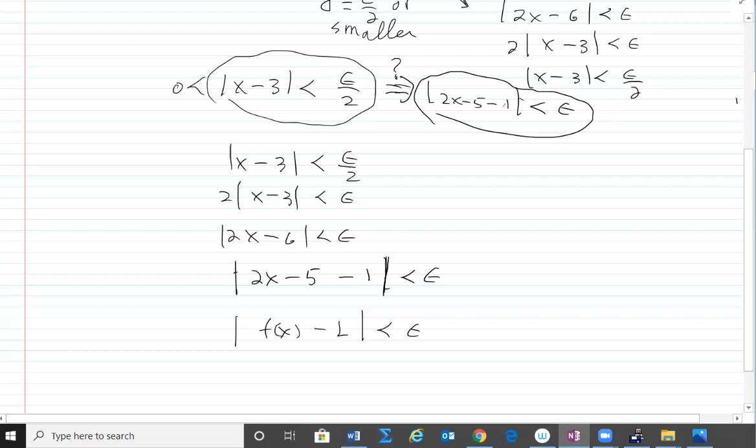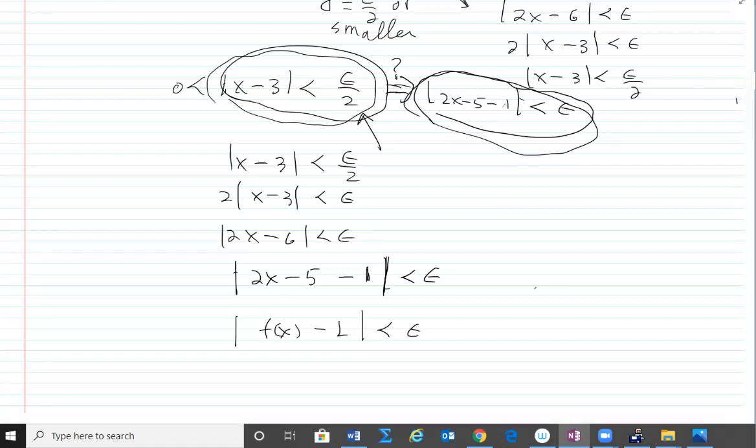Okay. So that means that the limit must be 1 because I was able to find the delta, which will normally depend on epsilon. Okay. In most limits, it'll depend on epsilon. I was able to find that delta to make this claim that if I have this, then I'll have this. Therefore, that limit must be the 1. And that's how you do the epsilon delta proofs.